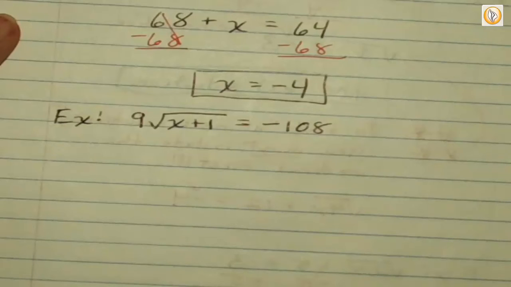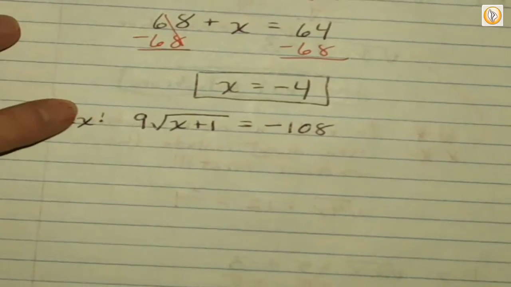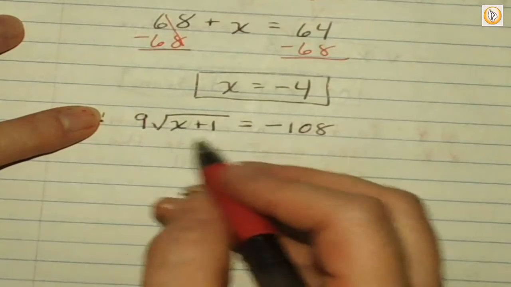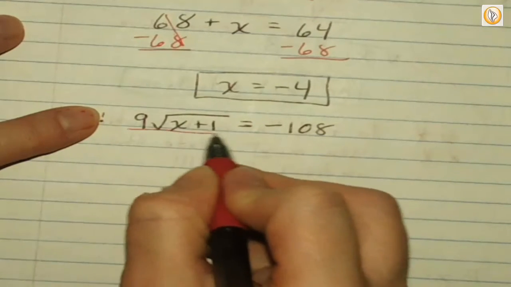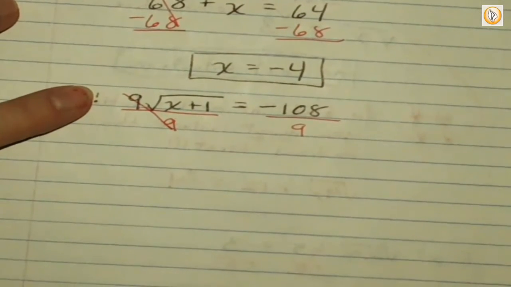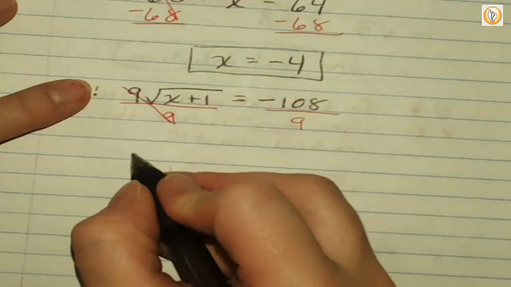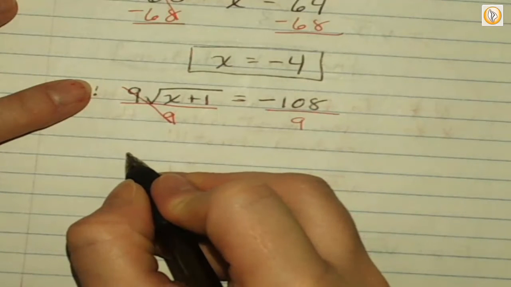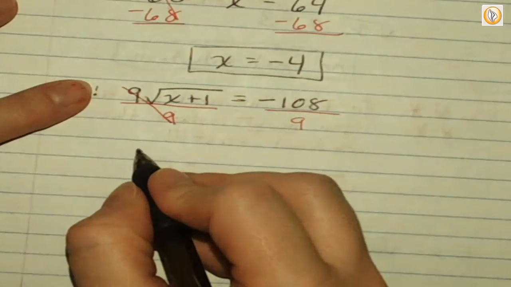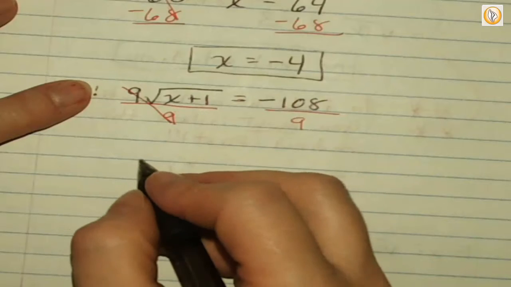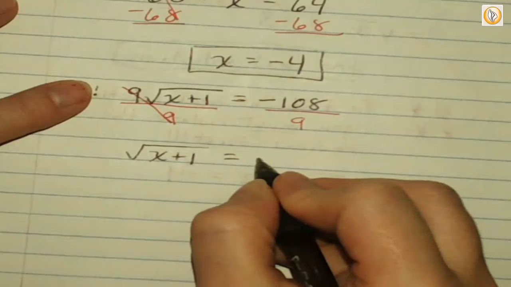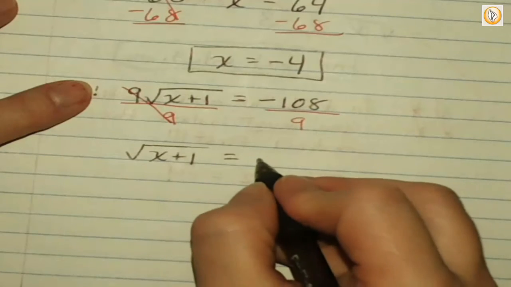How do I get rid of it? Think of what operation is taking place. What's the 9 doing with the square root? So what are we dividing? Everything by 9. Y'all see that? What am I left with now? Wait, just x plus 1? Or radical x plus 1? That's right. Have we gotten rid of the radical sign yet? No. So negative 108 divided by 9 is negative 12.